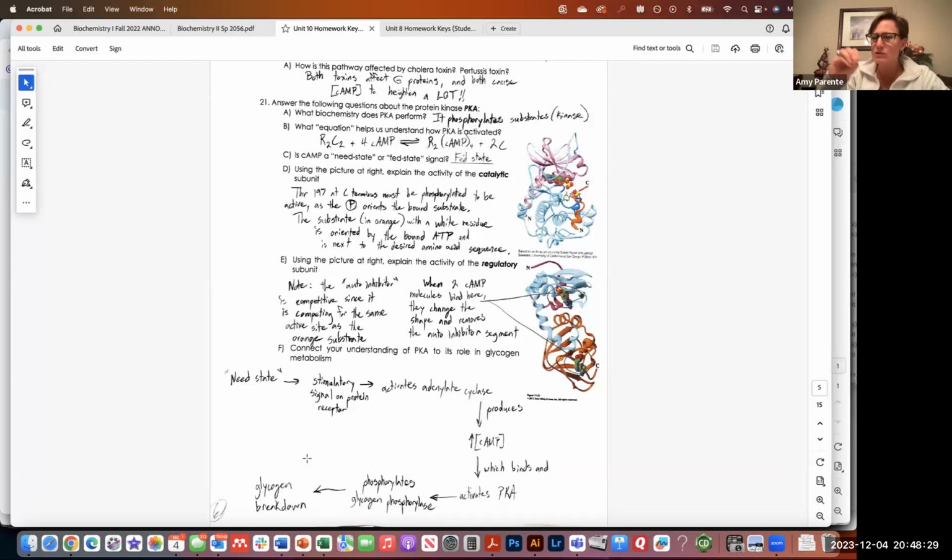So I want you to be able to think about putting in sort of a little flow diagram of what happens to connect a need state, low blood sugar, to an outcome, breakdown of glycogen, that fixes that. And that's sort of the big picture of where we're headed, is to understand how signals ultimately translate into biochemical processes that help remedy whatever that sort of signal was.